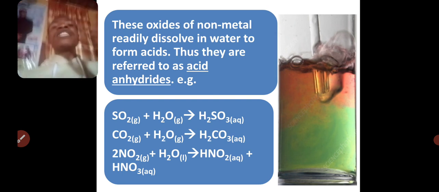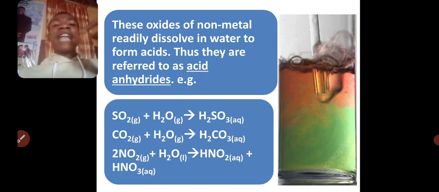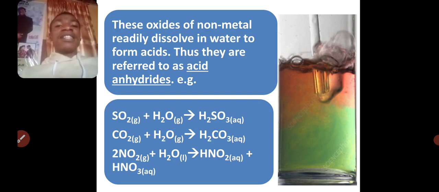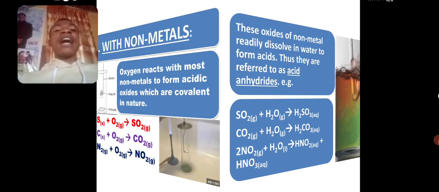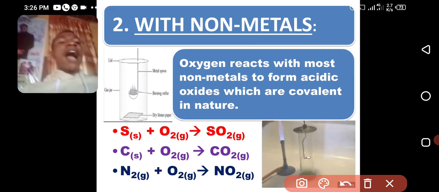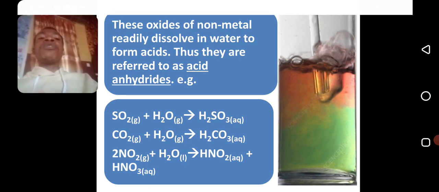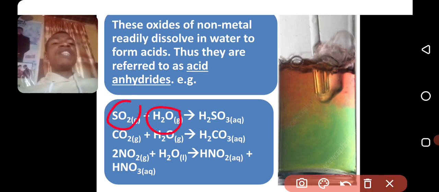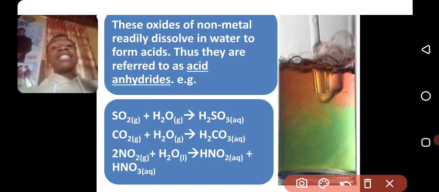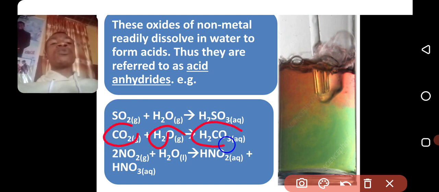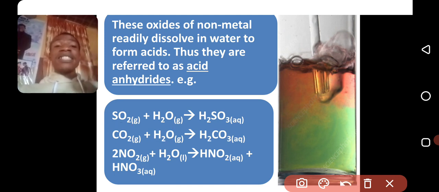These oxides of non-metals that dissolve readily in water to form acids are referred to as acid anhydrides. When you dissolve them in water, they give you acid and you call them acid anhydrides. For example, if you dissolve SO2 in water, it gives you H2SO3. That's an acid solution. CO2 in water gives you H2CO3. That's also a weak acid.